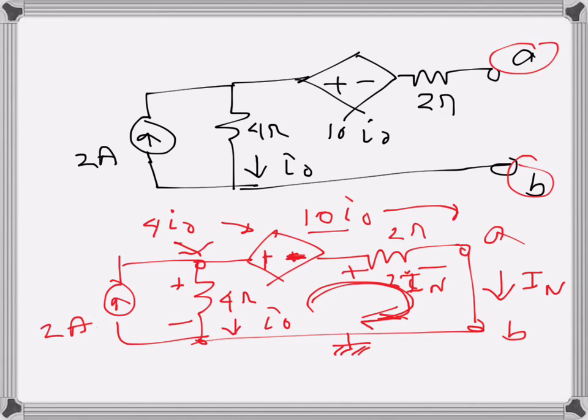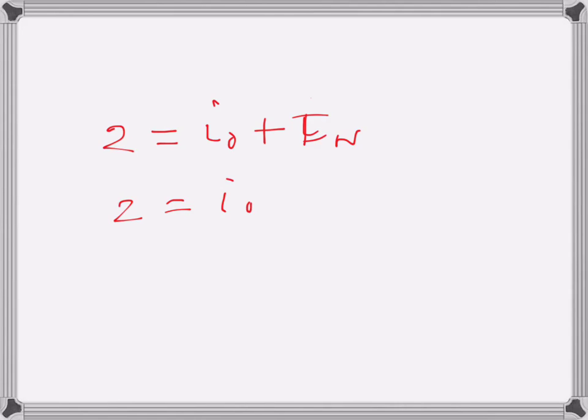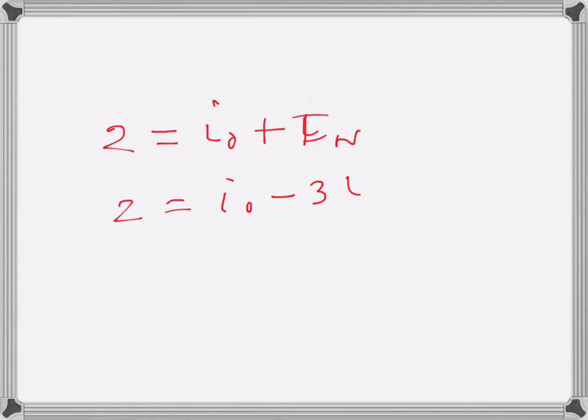So that's one. Now what I will do, I will write KCL at this node. So that will be 2 is an entering current is equal to I naught is leaving, and also IN, I Norton, is also leaving. So like that. Now instead of I Norton I will write minus 3 I naught. So that will be minus 3 I naught. So minus 2 I naught is equal to 2. So I naught is equal to minus 1. This is what I get as I naught.